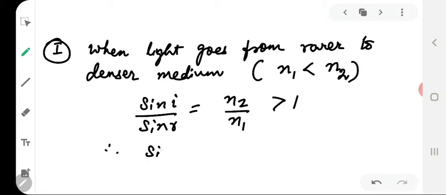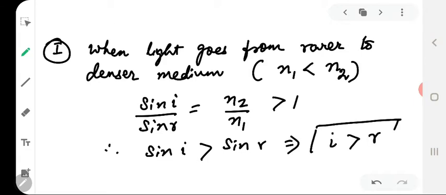Therefore sin of i is greater than sin of r, which implies that angle of incidence is greater than angle of refraction. This means the refracted ray makes less angle with the normal as compared to the angle made by incident ray with the normal. Hence refracted ray bends towards the normal.